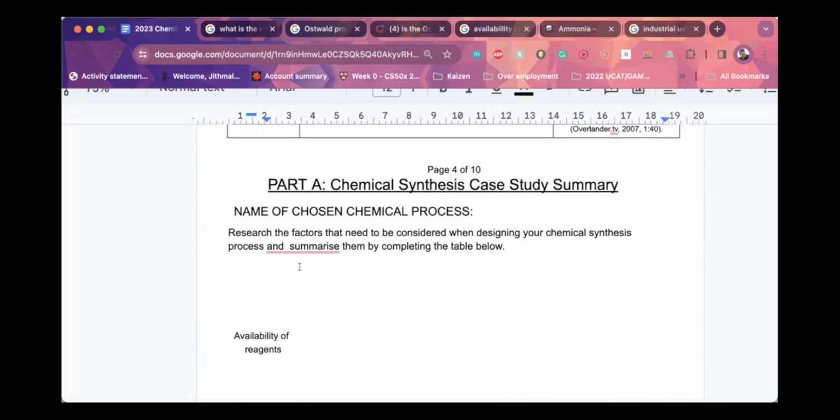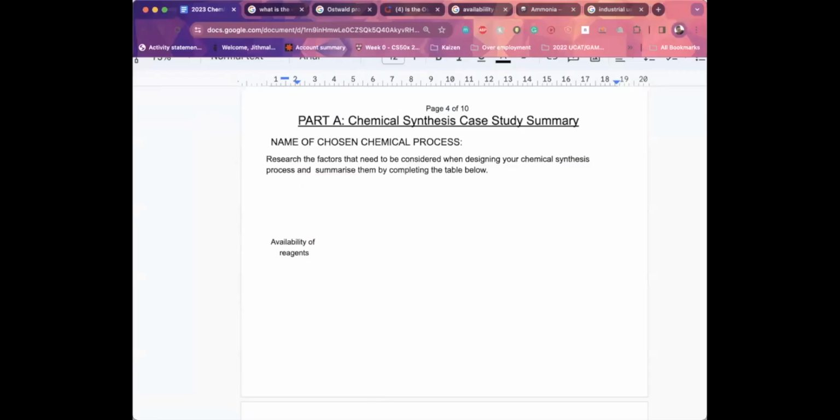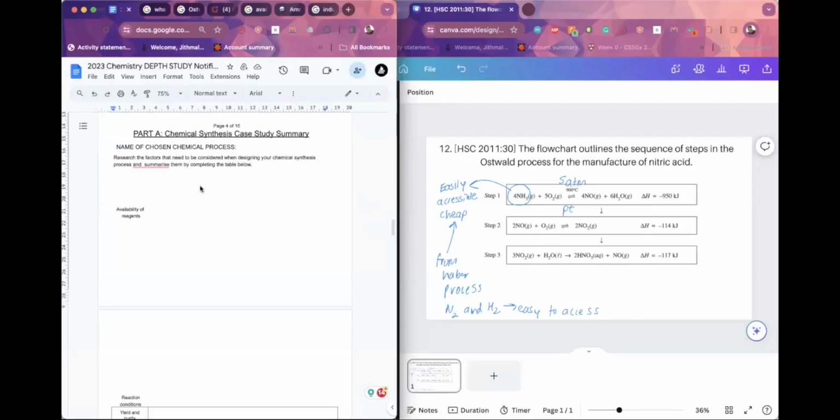So Part A: name of chosen chemical process, and research the factors that need to be considered when considering your chemical synthesis process. Interesting. Okay, let me just edit my screen a bit. Awesome. So let's talk about the Ostwald process.